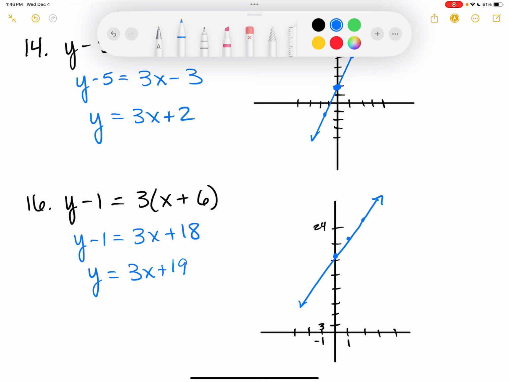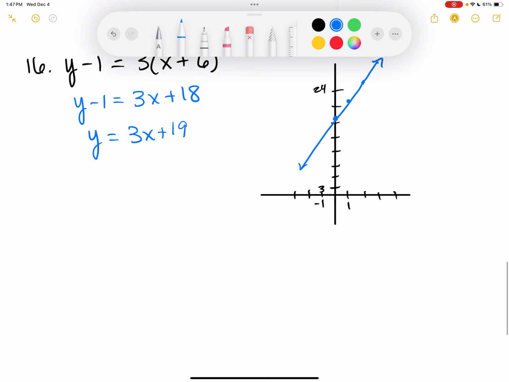Any questions on these ones? Hoping we're feeling better about graphing overall. All right, then the last ones are problems where they're giving us 2 points. So we need to find the slope and then put it in point slope form. And then that's all for this section.